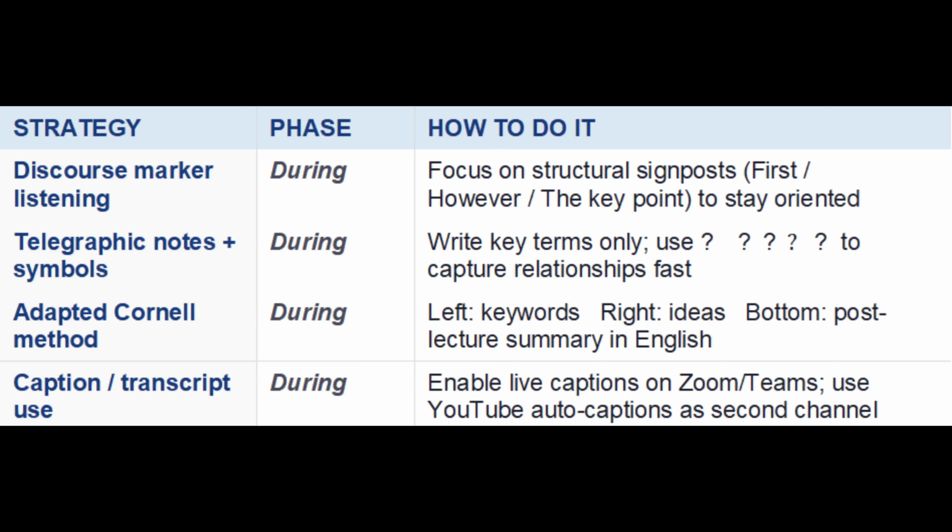During the lecture, the focus should be on efficient listening and note-taking. Paying attention to discourse markers such as first, however, or the key point helps track the logical structure of the talk. Instead of writing full sentences, students can take telegraphic notes using keywords and symbols like arrows or mathematical signs to capture relationships quickly. The adapted Cornell note-taking method can also be useful, organizing notes into keywords, ideas, and a later summary. When available, captions or transcripts, e.g. in Zoom, Teams, or YouTube, can serve as an additional support channel for comprehension.